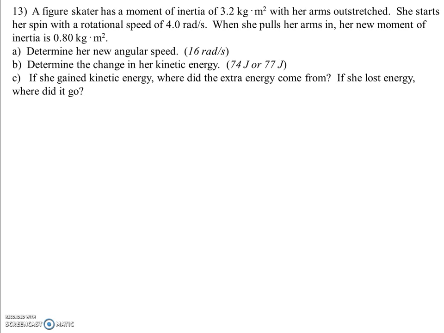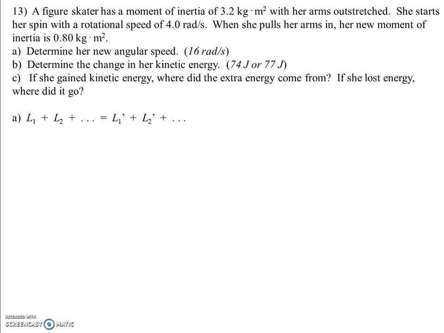So that's what's happening here in problem 13. We have the initial moment of inertia of the figure skater with her arms outstretched, moving at a certain angular speed, then she brings them in, she decreases moment of inertia. Let's find her new angular speed. Since she's on the ice, there's going to be no net external torque, and that's our clue that we're going to be doing conservation of angular momentum.